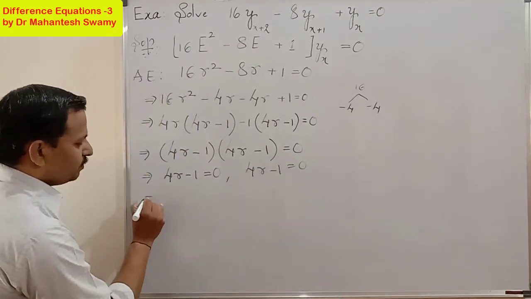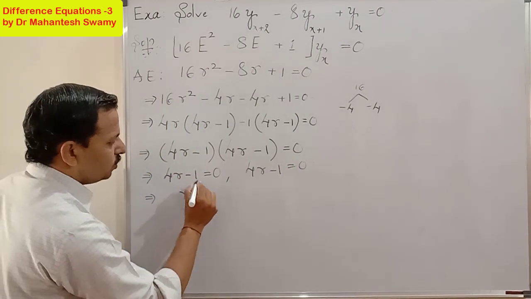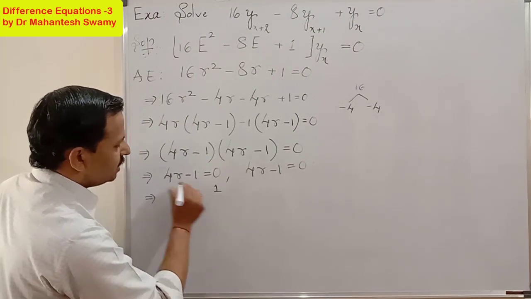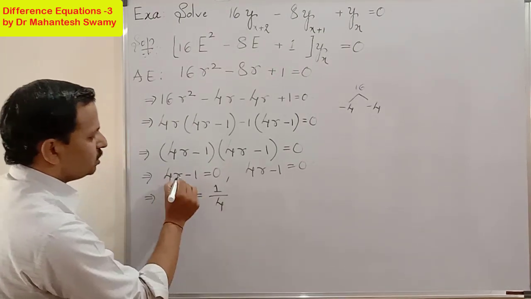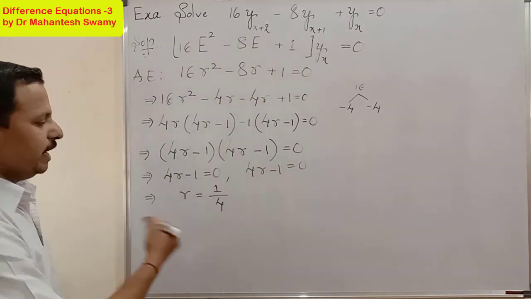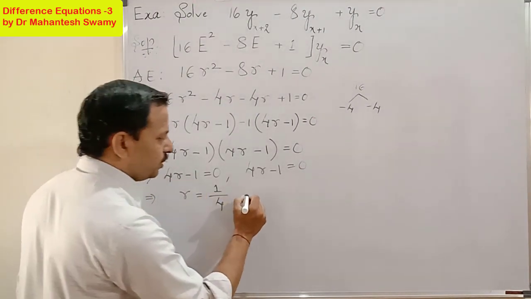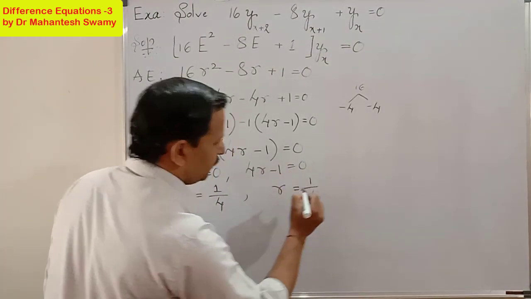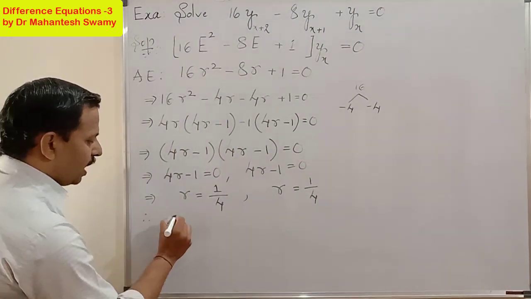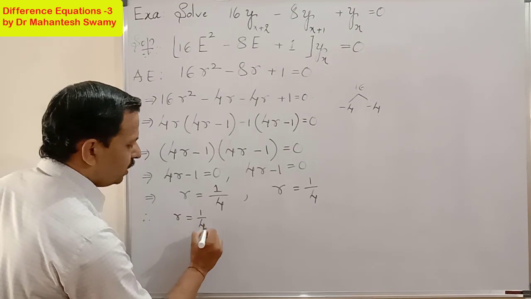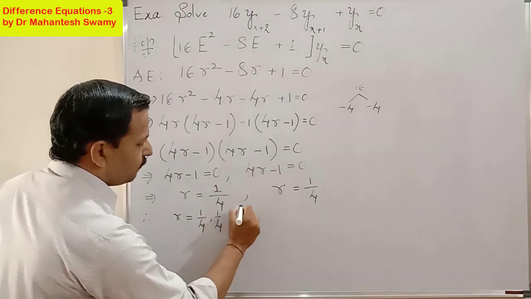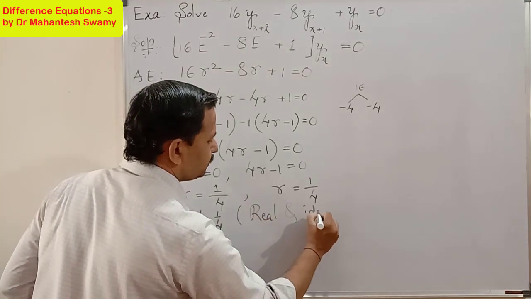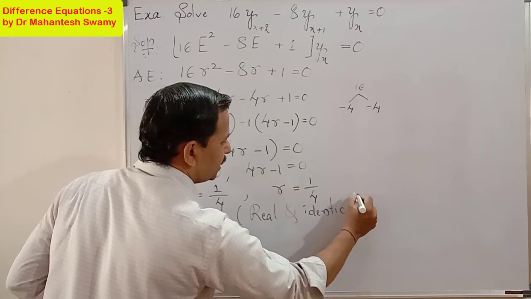From the first we get r equal to, if we take this minus 1 to that side, it becomes plus 1. If we take this 4 to that side, it comes to the denominator because it is multiplied here. It will be divided if we take it to the other side. So it is 1 by 4. Here also it is r equal to 1 by 4. Therefore, r is 1 by 4, 1 by 4. So what type of roots we are having? The real roots we are having, but they are identical. Real and identical roots we are having in this case.